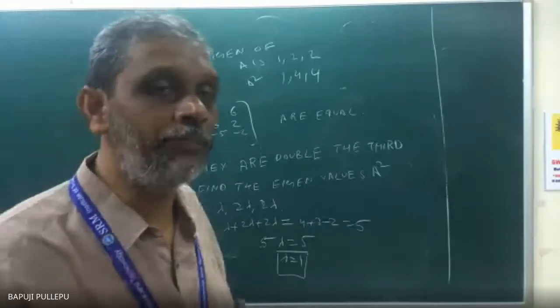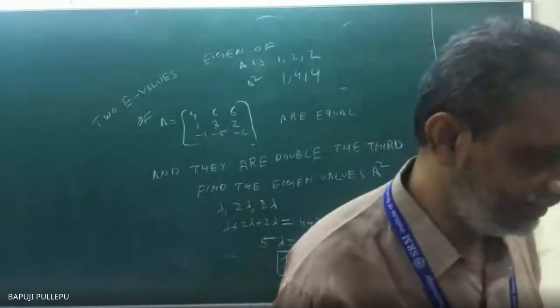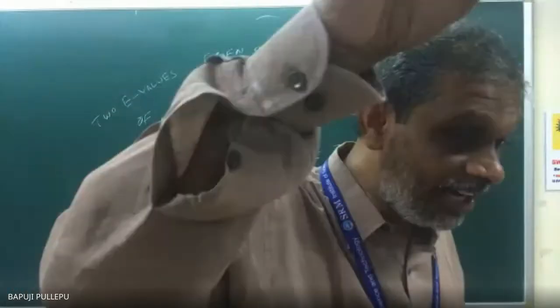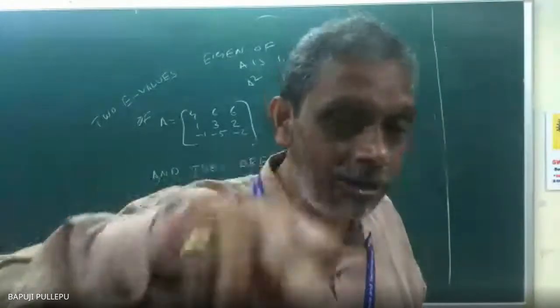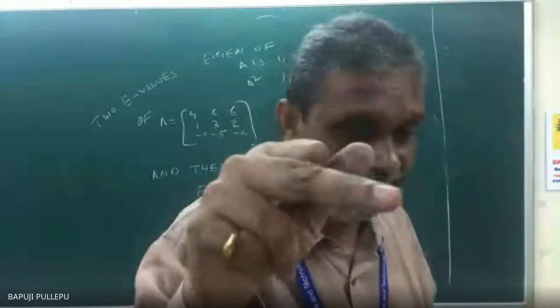So lambda, and 2 lambda. Very good, 2 lambda. Job is over. But the total will be 4 lambda, not 5 lambda; that is 5 in that case. If I had given the problem that the third one is the double of these two, then what you said is correct.